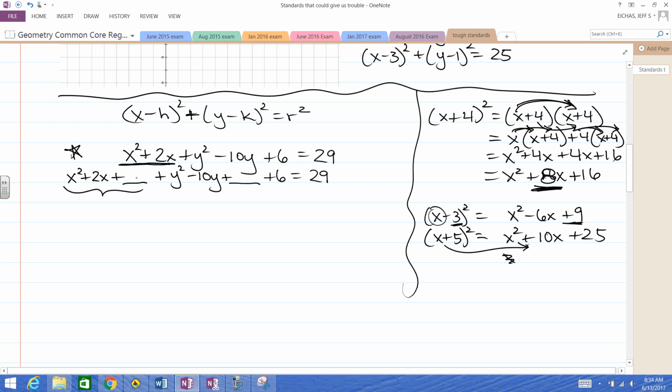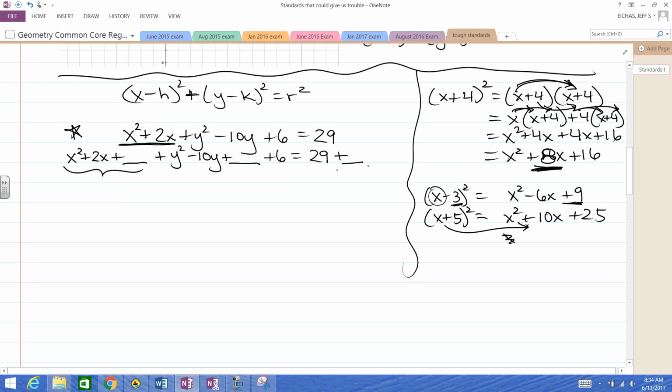I recognize that if I'm going to add something to the left side, I better keep it balanced, right? It's an equation, so let's keep it balanced. If I add something here, I'm going to add something to the other side to balance. Same thing right there. So I'm going to add two numbers to the left, so I'm going to have to add the same two numbers to the right.